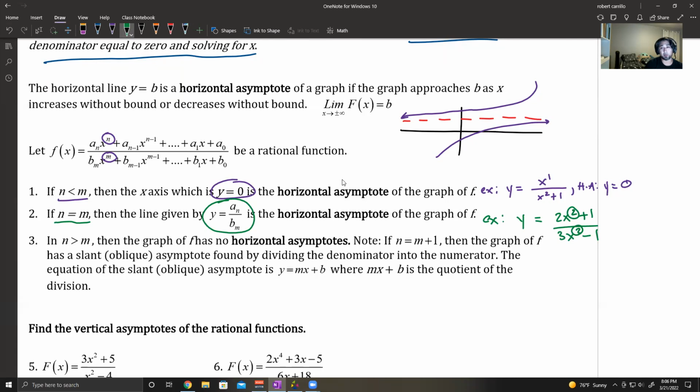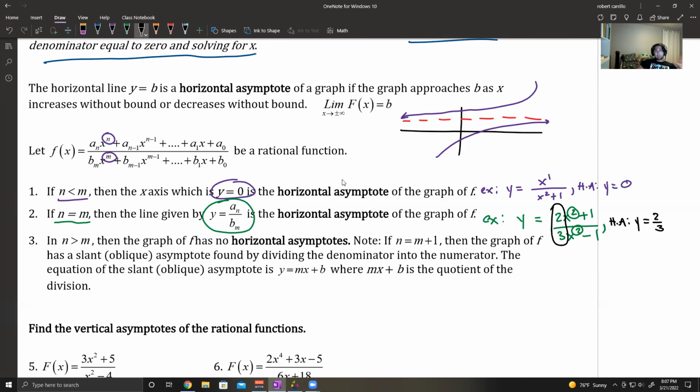What are the powers of both of these degrees? The numerator's degree is 2. The denominator's degree is 2. Are they equal? Yes. This means that under rule 2, if your powers are equal, then your horizontal asymptote will be the leading coefficients over one another. So here, my horizontal asymptote would be y equals 2/3. That's it. It's only if your degrees are equal.